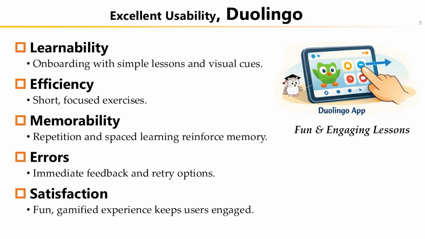Next, let's look at Duolingo. Duolingo produces learning apps and provides language certification. The perspective of the 5 quality components are following: learnability, onboarding with simple lessons and visual cues. Efficiency, short, focused exercises. Memorability, repetition and spaced learning reinforce memory. Errors, immediate feedback and retry options. Satisfaction, fun, gamified experience keeps users engaged.